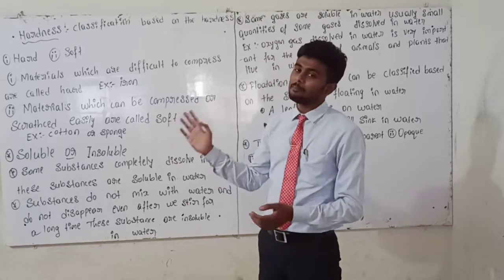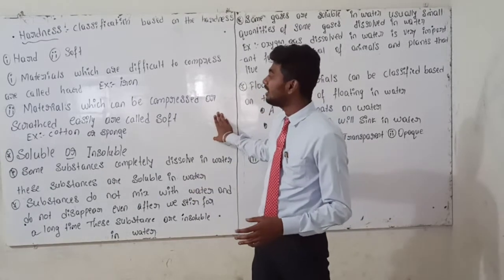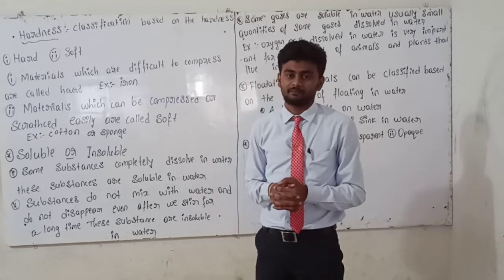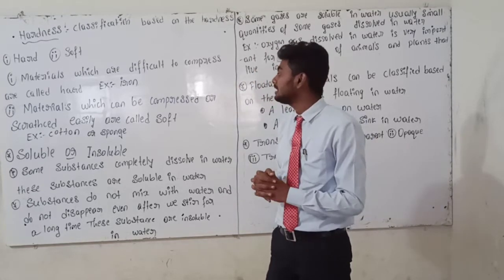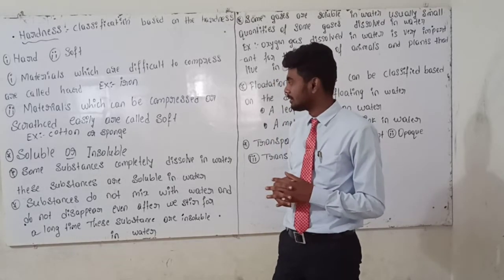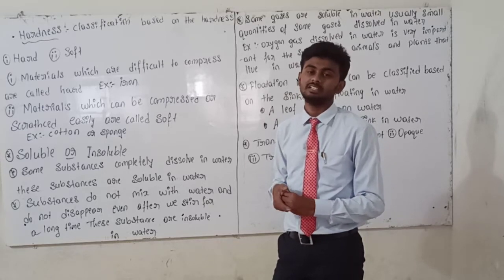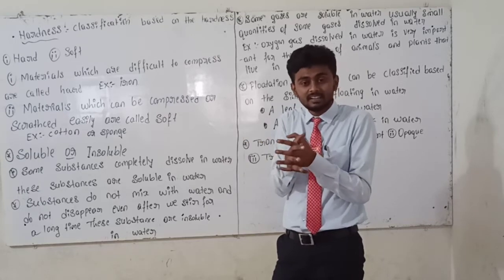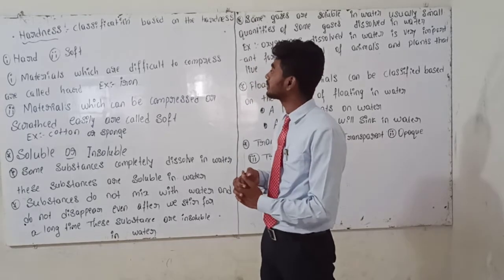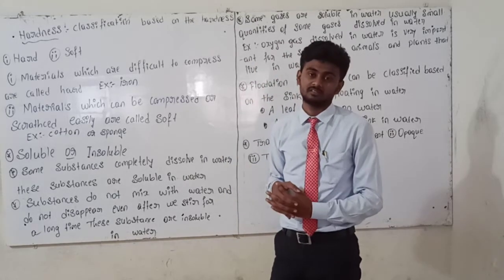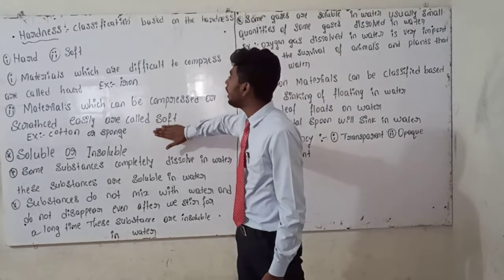Then the soft materials are the opposite. The materials which can be compressed or scattered easily, what are they called? Soft. For example, cotton, sponge. Easily compressed. But iron is not compressed. It is difficult to compress. So this is about hard and soft.